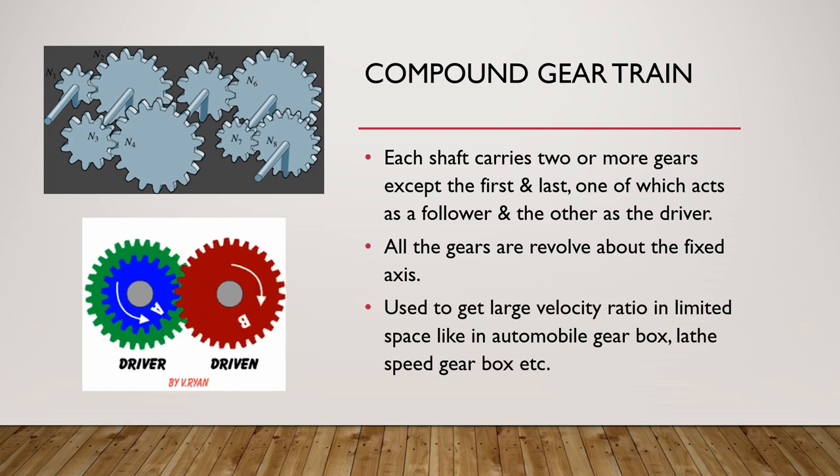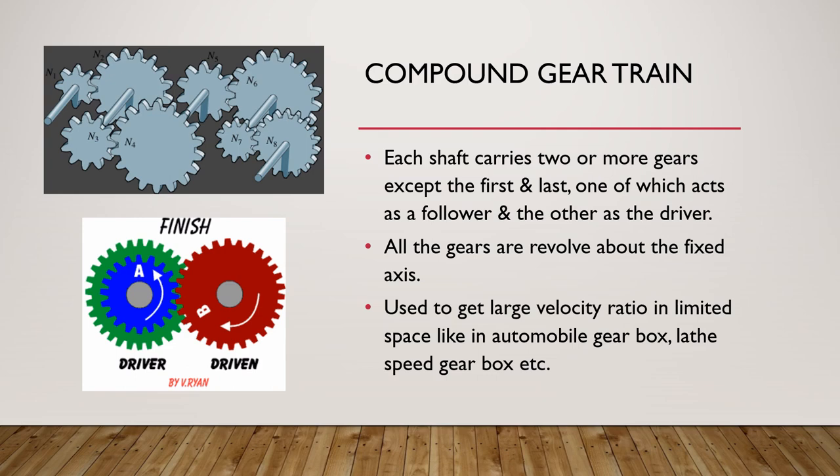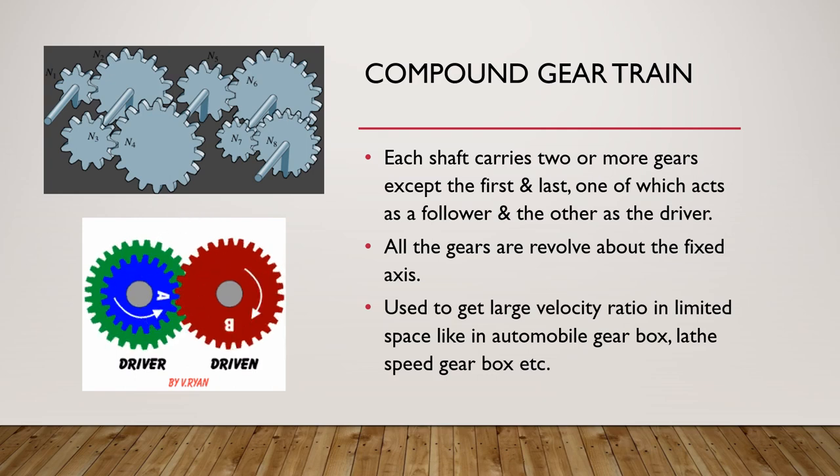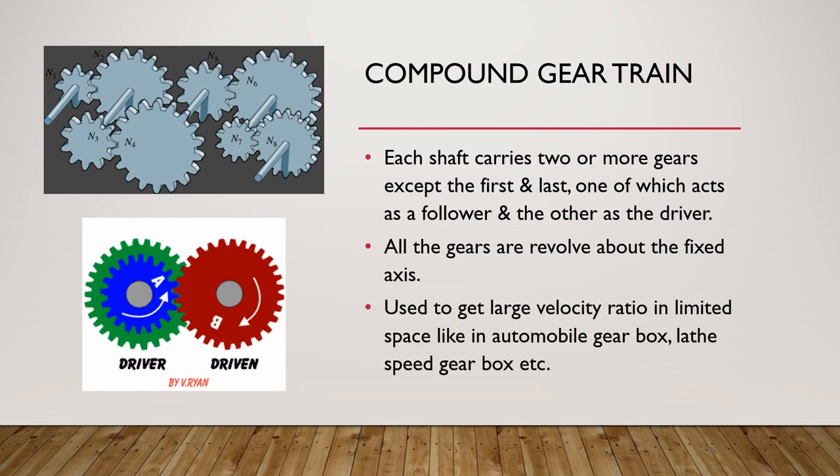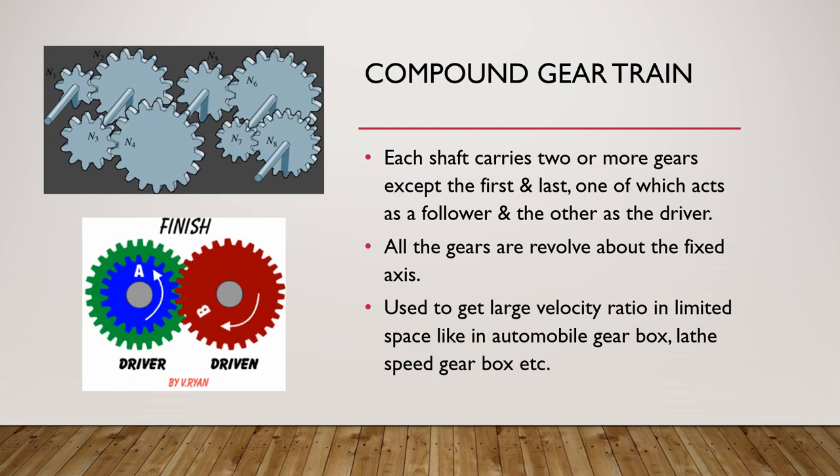Okay, so we can see in this animation here, the driven and driver have only one gear on one shaft, whereas the intermediate shafts will have more than one gear. The second point is that all gears revolve in a fixed axis. Again, it is similar to the simple gear train. Here there is no change in the axis, all are fixed axis.